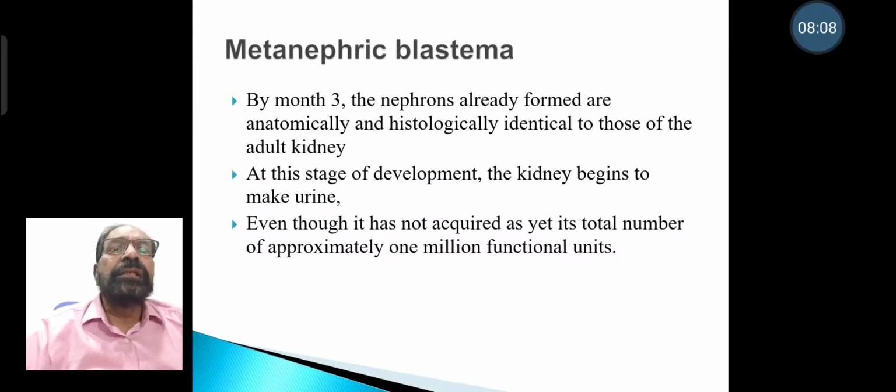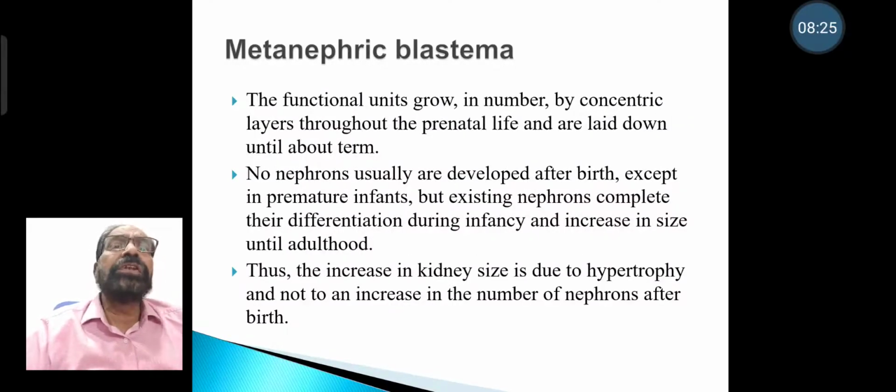By 3 months, the nephrons already formed are anatomically and histologically identical to those of the adult kidney. At this stage of development, the kidney begins to make urine, even though it has not acquired its total number of approximately 1 million functional units. The functional units grow in number by concentric layers throughout the prenatal life and are laid down until about term.